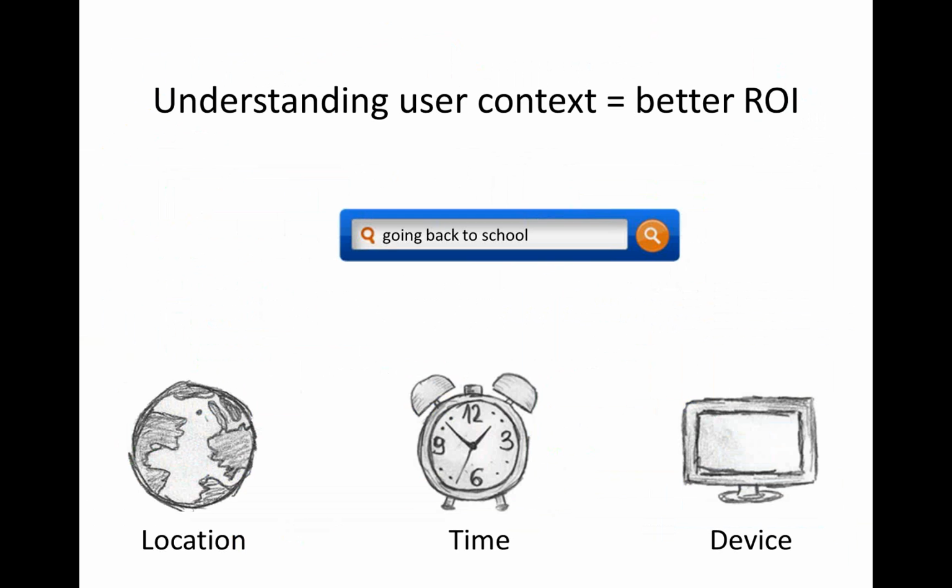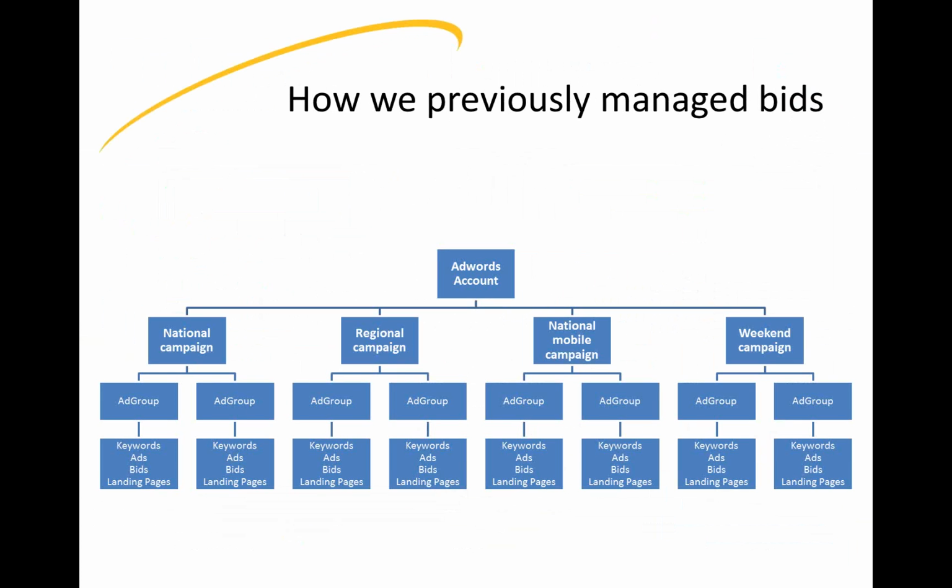Now, doing this kind of segmentation and understanding how to serve up different ads to different people in different places and times is fairly complex. Take an example of how we might have used to manage bids or manage advertising campaigns on paid search. Let's say you had an online program and you wanted to market this program nationally.